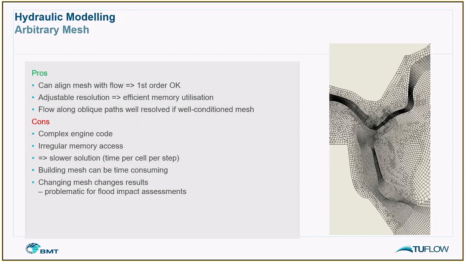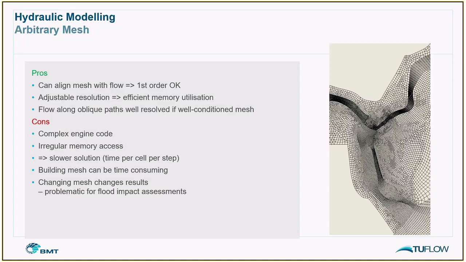An arbitrary mesh is much more complex to code, has irregular memory access, and is generally slower than a fixed grid scheme in terms of time per cell per step. There's also various practical aspects in terms of building a mesh. It can be quite time consuming. Users have a choice as to what data they want to represent at the particular model scale. In my experience, users do not want to be spending the time creating meshes.